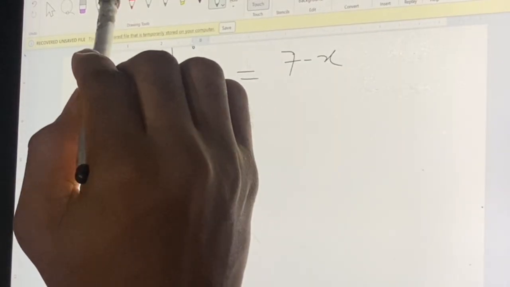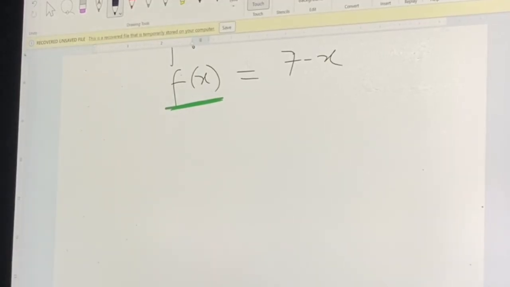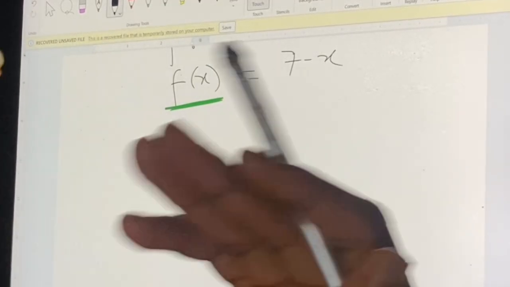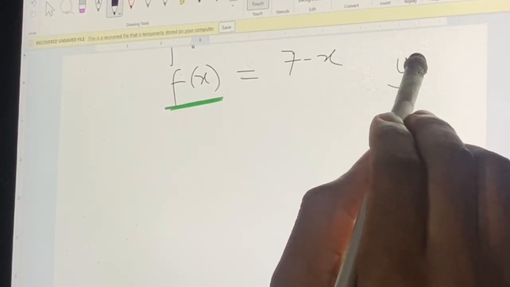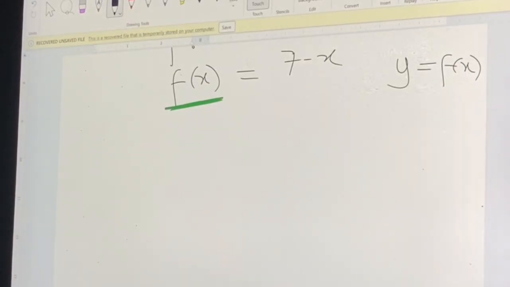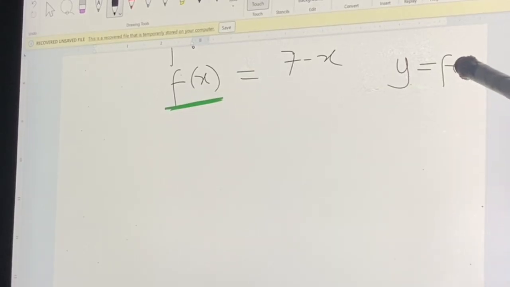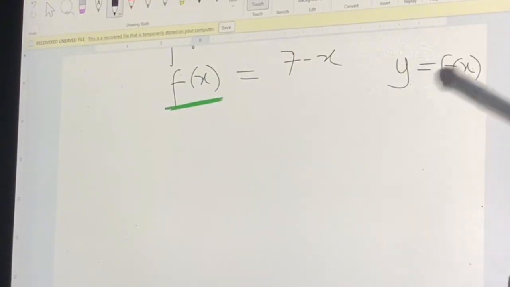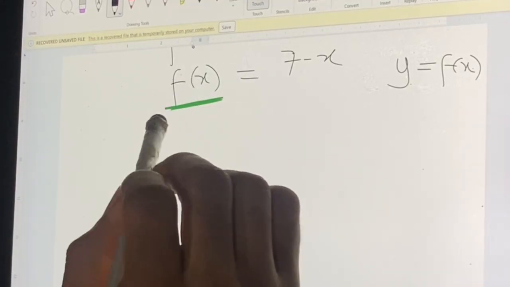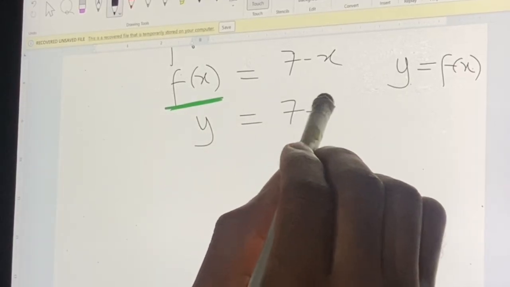Please understand that whenever you are changing a function to a letter, the letter will be y. From the definition of a function, y is equal to f of s. What does it mean? It means that f of s as a letter is y, and y as a function is f of s. So anywhere we see f of s, we replace that as a letter with y. Please take note of that. So from here, I will replace f of s as y is equal to 7 minus s.